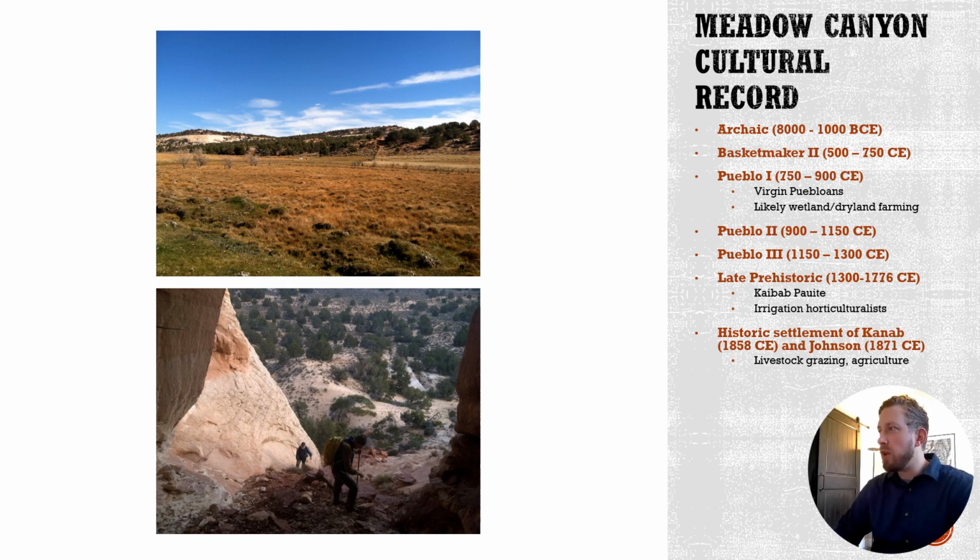And then we have the Kaibab Paiute engaged in irrigation horticulture during the late prehistoric, according to ethnographic records. Then we have the historic settlement of Kanab in 1858 and Johnson in 1871, with the introduction of livestock raising and agriculture.